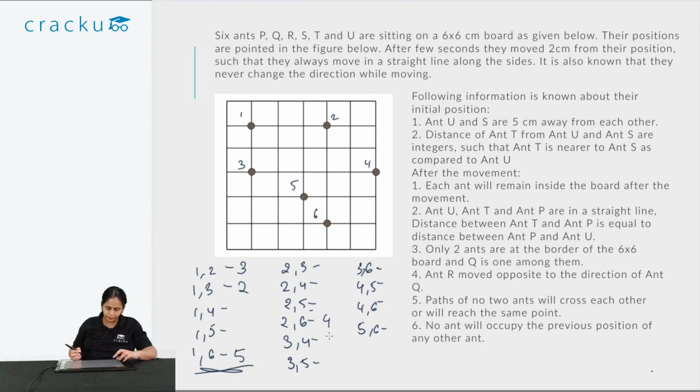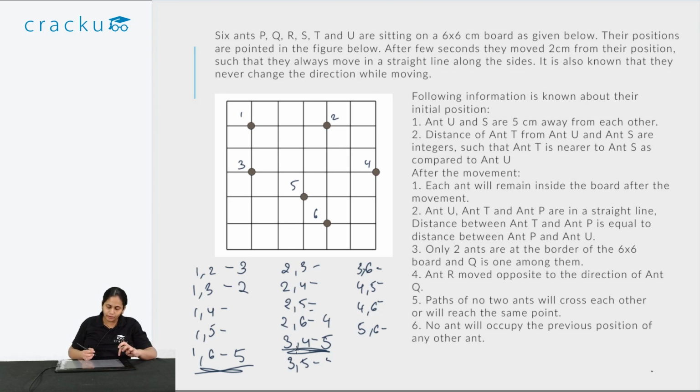3, 4 would be 5. So this is important. So I got another one which is 5 centimeters away. And 3, 5 would not be 5. 3, 6 also would not be 5. This is 9 plus 4, so root 13.